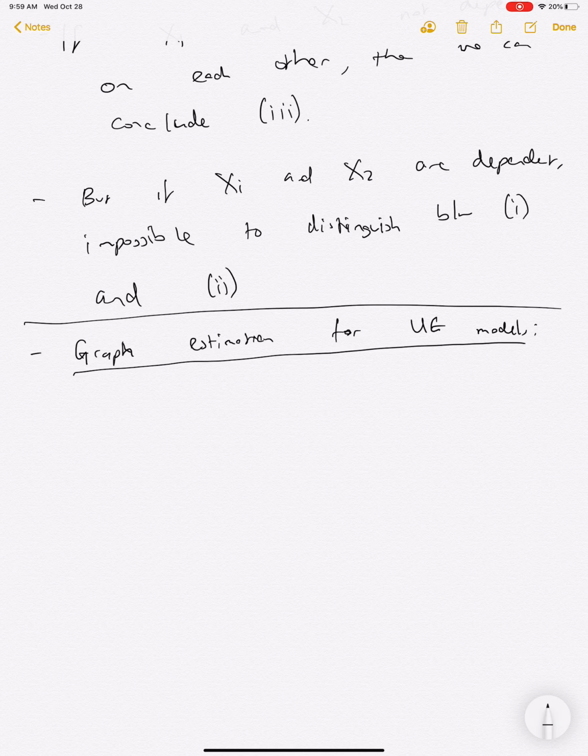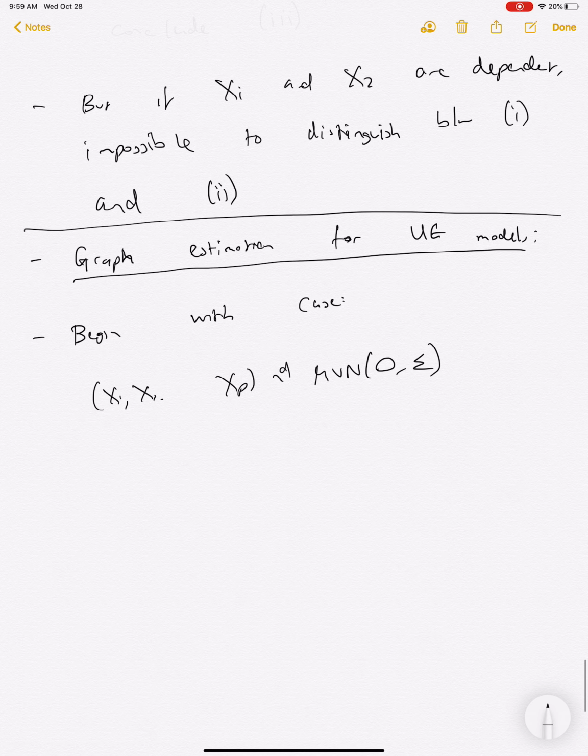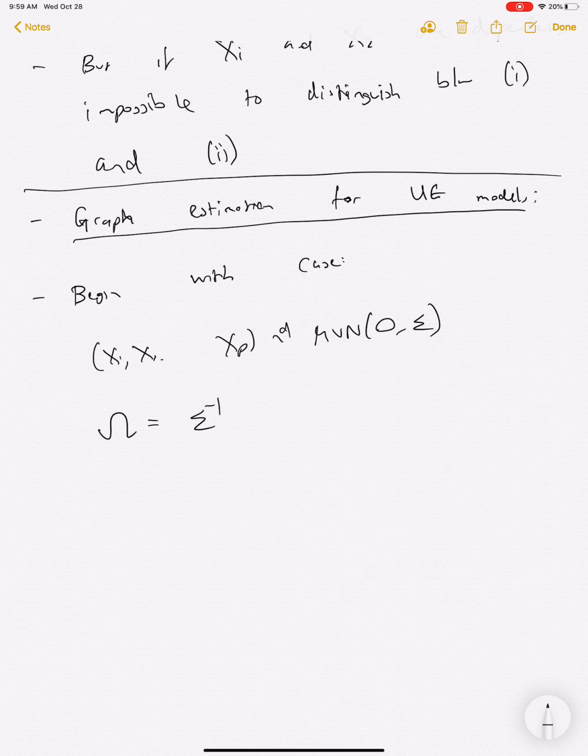Okay, so in this case, I'm going to begin with the case where x1, x2 up to xp is multivariate normal with mean 0 and covariance sigma, and so we know that omega equals sigma inverse. Okay, and so the key relationship is that the graph structure is unknown.